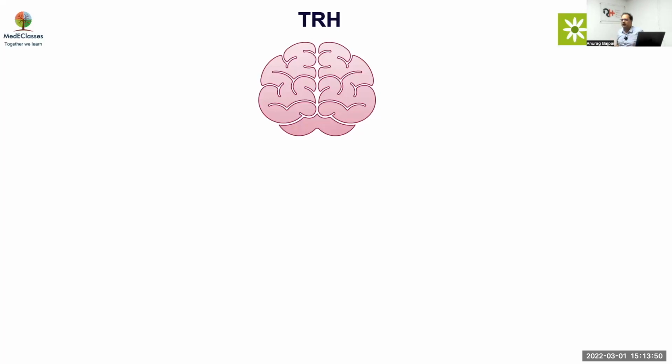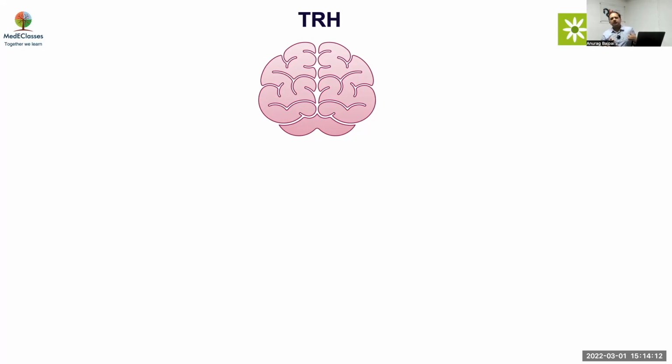So let's go more into detail. Now, TRH is the smallest hormone that you will look into in terms of practice. So how many amino acids does TRH have? Naveen? Huh? 3. So this is the smallest peptide you will see.